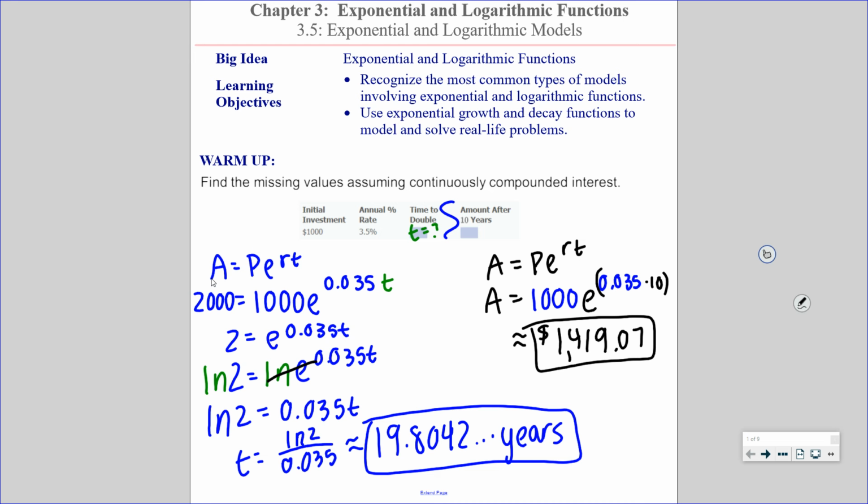Okay. I like this example as our warm-up because we've done problems like this before. And now we're going to do problems like this because we know how to solve equations where our variable is in the exponent spot. That's basically what we're doing today. There's a lot of different application problems. Okay, so there are some generic models.